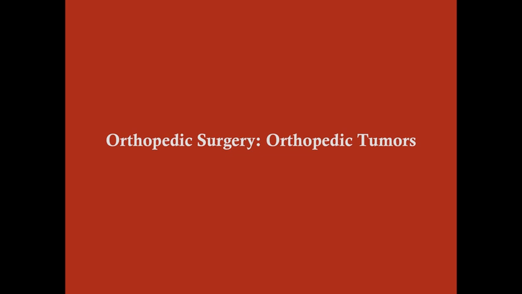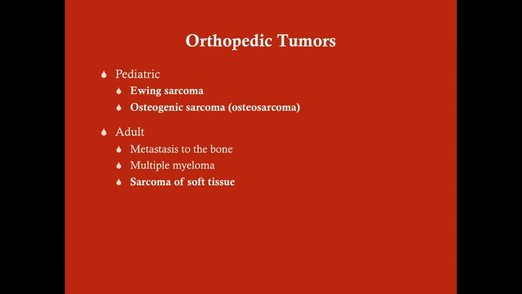We're going to talk here about tumors of the bone. Tumors of the bone are primarily a pediatric disorder, as far as primary tumors of the bone. The two most common are Ewing sarcoma and osteogenic sarcoma, osteogenic sarcoma by far being the number one most common in the pediatric population.